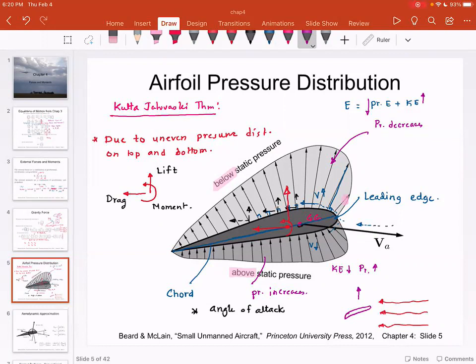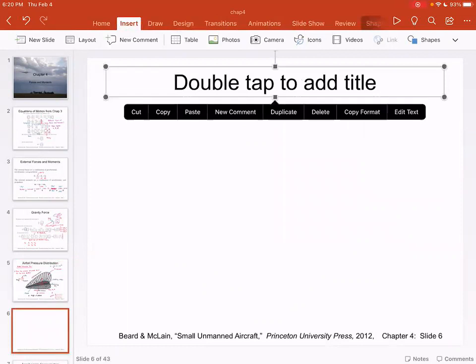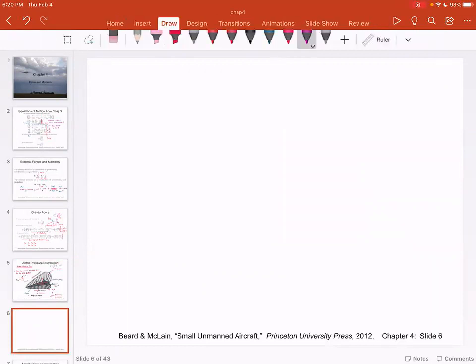Okay, nominal static pressure. All right, since you asked, static pressure.